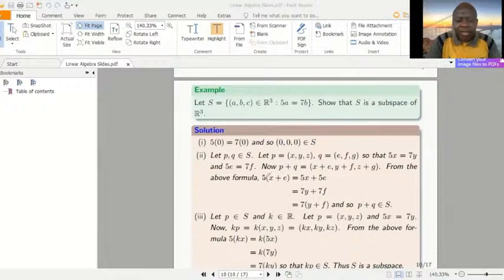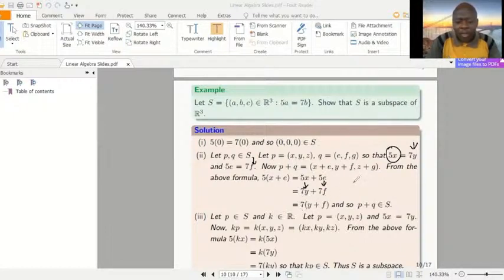And then use scalar distributivity. So 5 times x plus 5 times e. But I come back here and find what 5x equals. So instead of this 5x, I write 7y because 5x equals 7y. And then what about 5e? 5e equals what? 7f. So instead of 5e, I write 7f. Then just factor out. I'll have 7 times (y plus f).